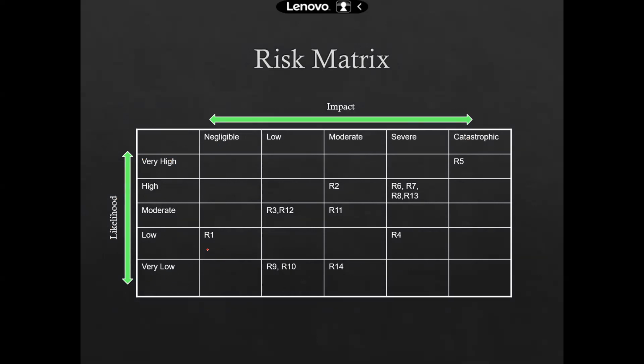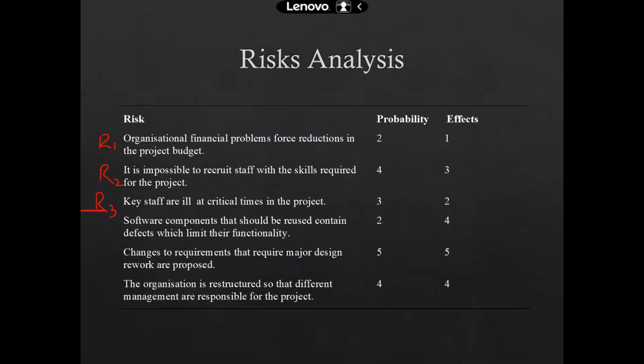And if you can see, we have placed each of the risks over here, whereas our first risk R1, if you recall, our R1 was 2 and 1.